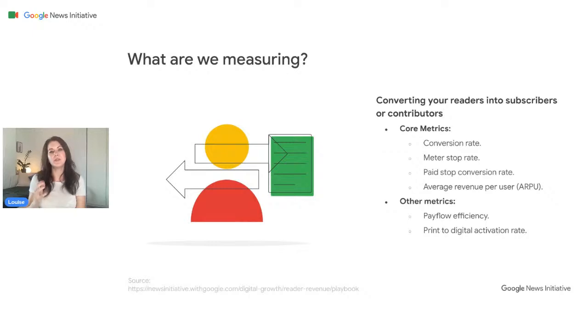So while all news organizations need to focus on growing and engaging readers, the conversion and monetization metrics described here are a specific concern to news organizations with reader revenue models. So what are we measuring then? We've got things like the core metrics, conversion rates, meter stop rates. That's the percentage of unique users who hit the paywall versus total unique users. Paid stop conversion rates. That's unique users who subscribe versus unique users who hit the paywall. And the average revenue per user. Other metrics as well, pay flow efficiency, print to digital activation rate as well. So they're what we are measuring.